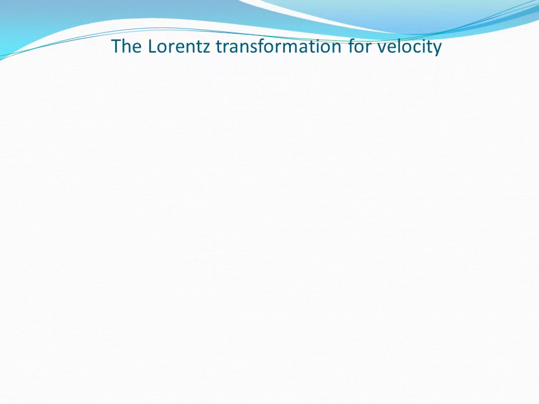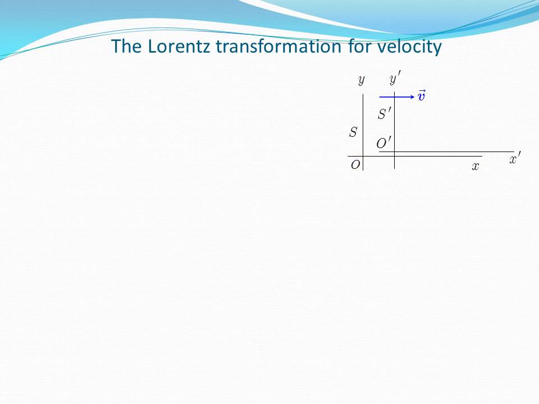Let us derive now the Lorentz transformations for velocity. Consider a reference frame S, a second reference frame S' in motion with respect to S at a speed v, and a point particle in motion at a speed u' with respect to S'. And we want to find a formula that transforms u' into the corresponding speed value for the observer in S. Now, u' is equal to delta x' over delta t'.